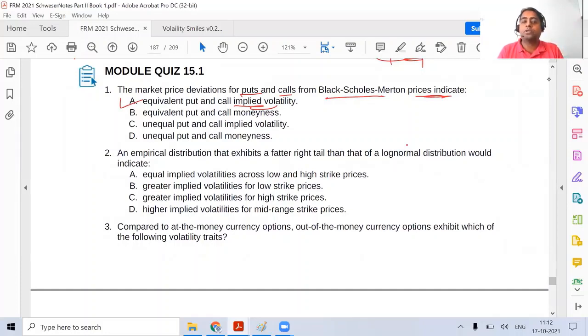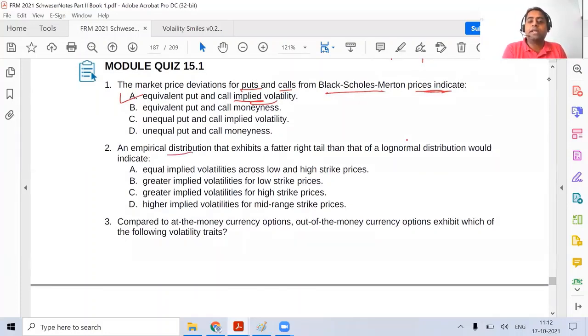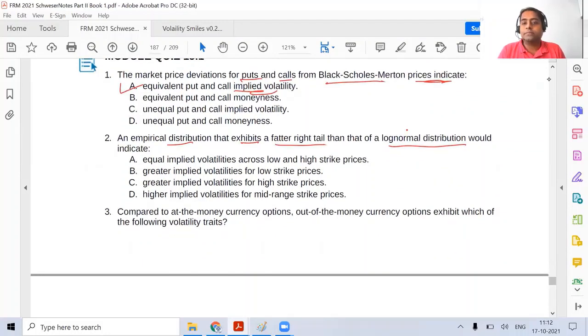Moving towards the second question: an empirical distribution that exhibits a fatter right tail than the log normal distribution. What would that indicate? The right-hand side, or right tail, is fatter for the empirical distribution as compared to the log normal distribution. So where exactly is the volatility going to be higher? It's going to be higher for high strike prices, right? Because they are talking about the right-hand side. All good.